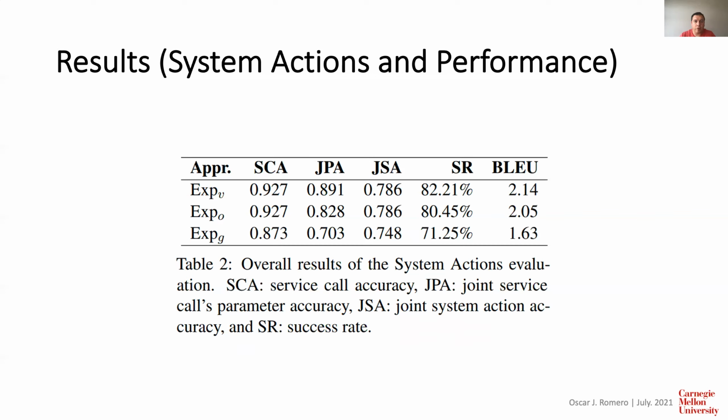From the following table, experiment O mainly improved joint service call parameter accuracy, success rate, and BLEU score over experiment G by 18, 13, and 26% respectively. Clearly, some downstream error propagation occurs. On the other hand, experiment V slightly improved joint service call parameter accuracy by 8% over experiment O, due to fixing some of the dialogue state tracker issues, which also improved the quality of predicting service parameters.